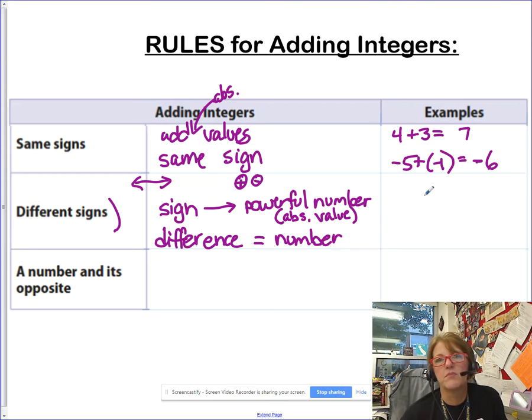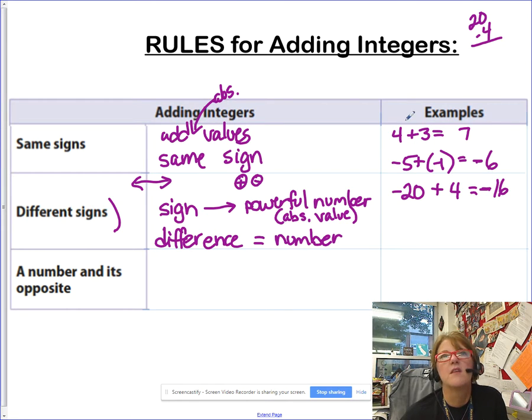So examples here, if I had something like -20 plus 4, okay, I'm going to look at that, and the first thing I'm going to say is who's got more power, the negative team or the positive team? Negatives. And then off to the side, 20 and 4. Just deal with the absolute values now. 20 and 4, find the difference of those two. That's 16. I already wrote my negative sign there, so I'm good.